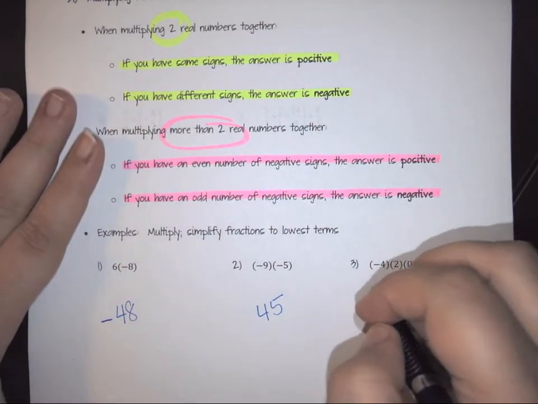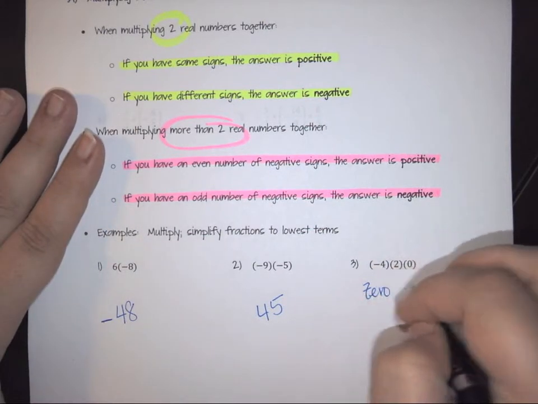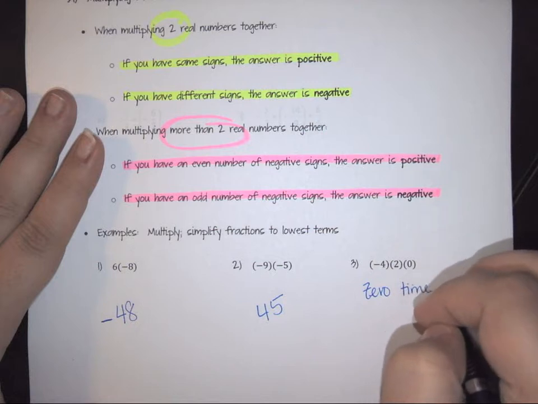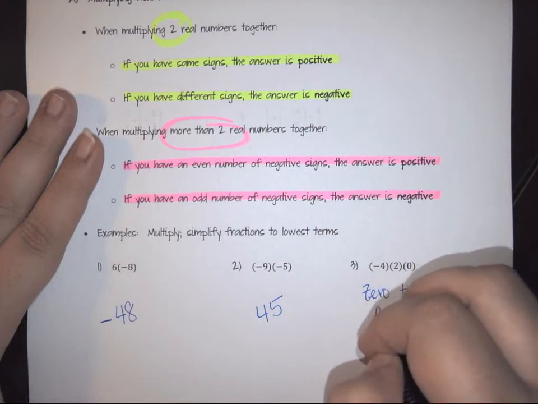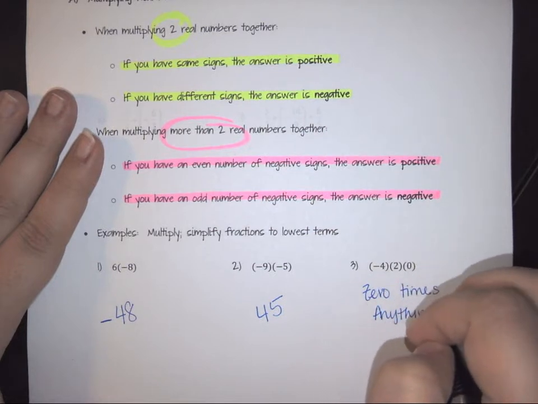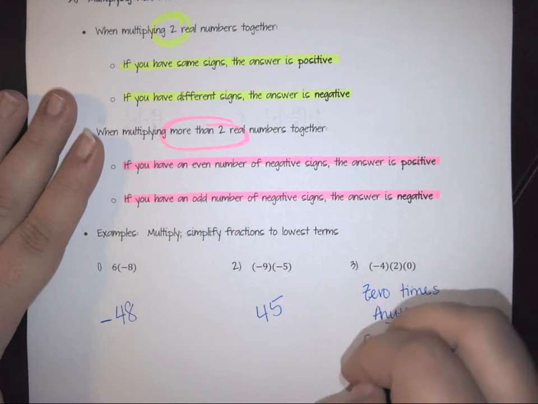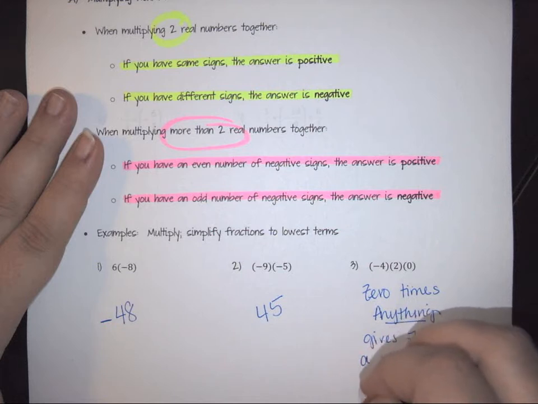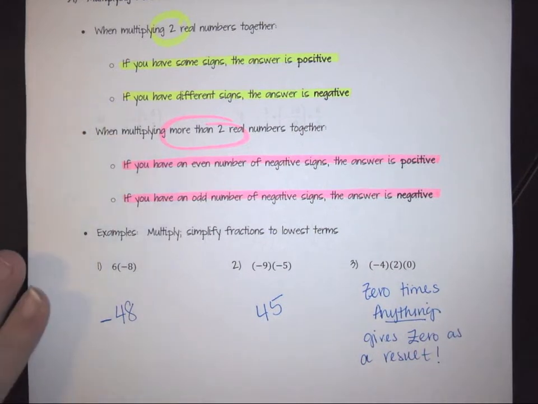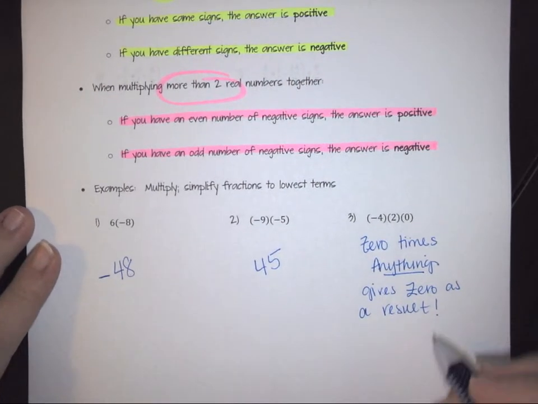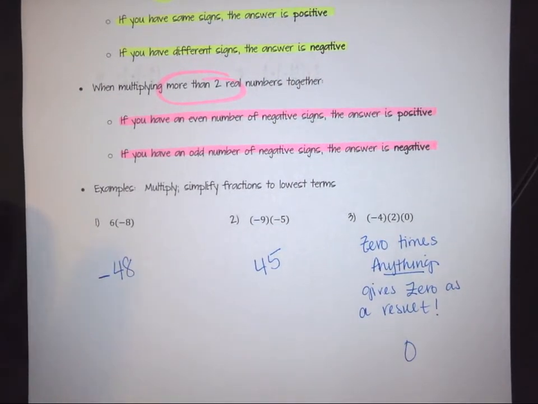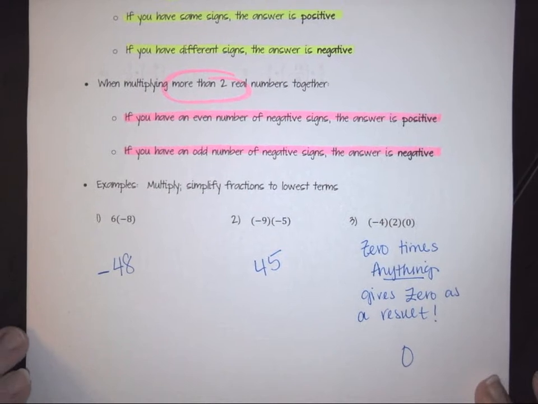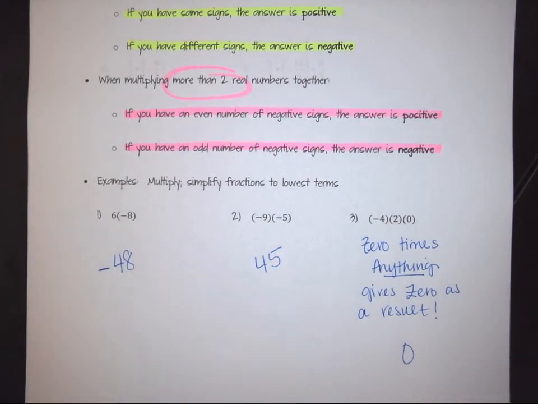And the rule says 0 times anything gives 0 as a result. Therefore, my answer for this one is 0, and since 0 is neither positive nor negative, there's no sign attached.